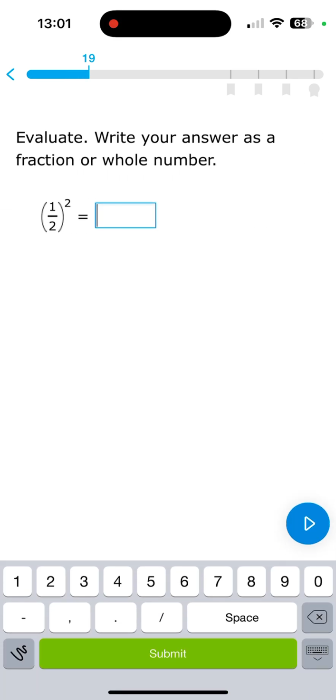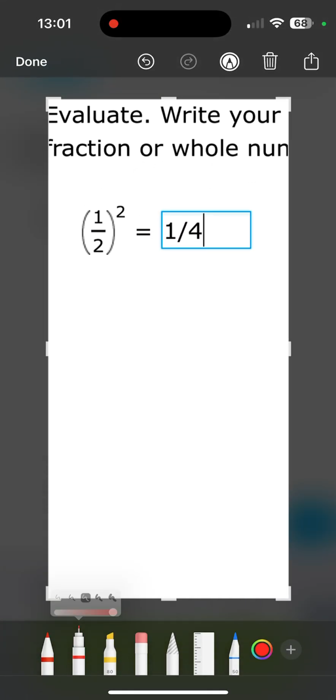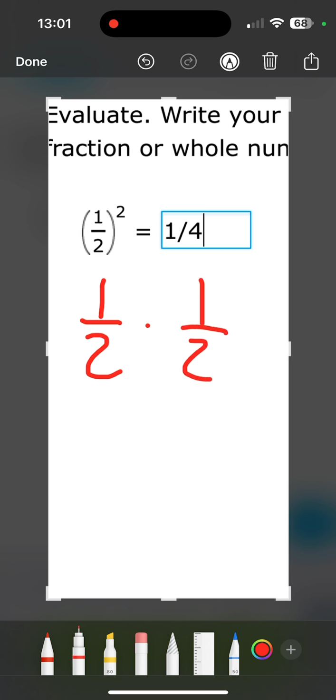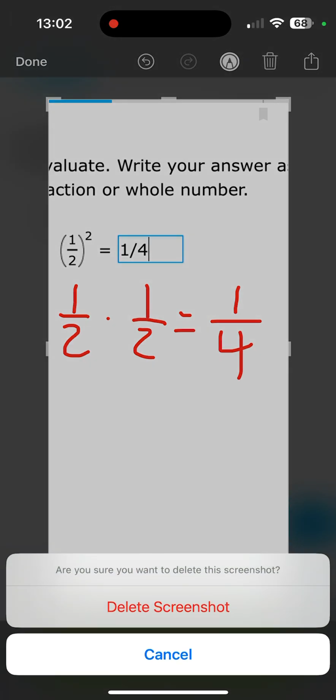Okay. This is 1/4, right? It's 1/2. So 1/2 times 1/2. The denominators are going to, of course, multiply across. Numerators are going to multiply across. So we get 1 in the numerator. 2 times 2 is 4, right?